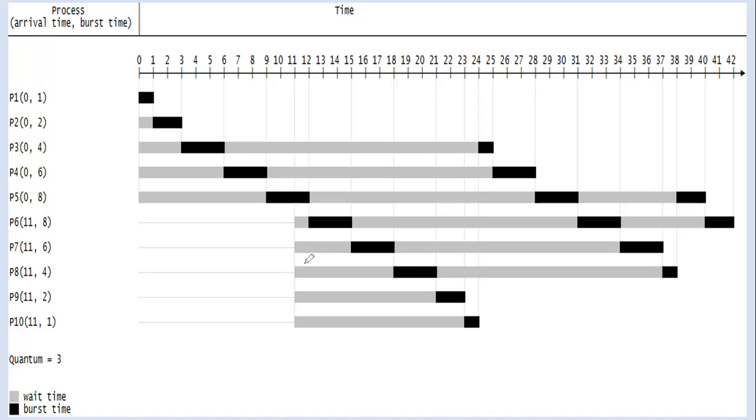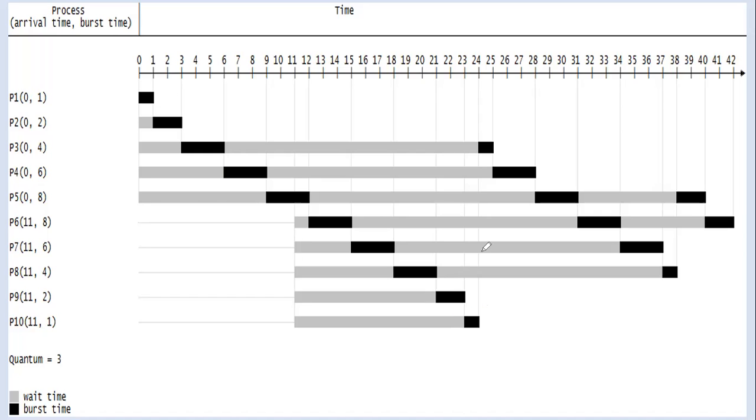Then next, process P8 will be allocated its slice of 3, and it will remain with 1. Then process P9, which also arrived at time 11, will be given a slice, and P9 has a burst of 2, so it will be processed to completion. And then process P11, which has a burst of 1, will be processed for 1.